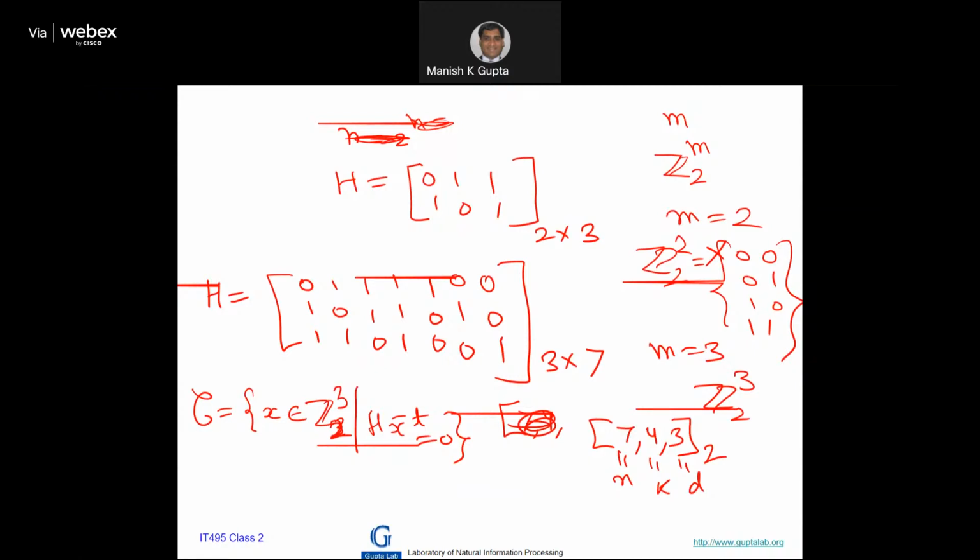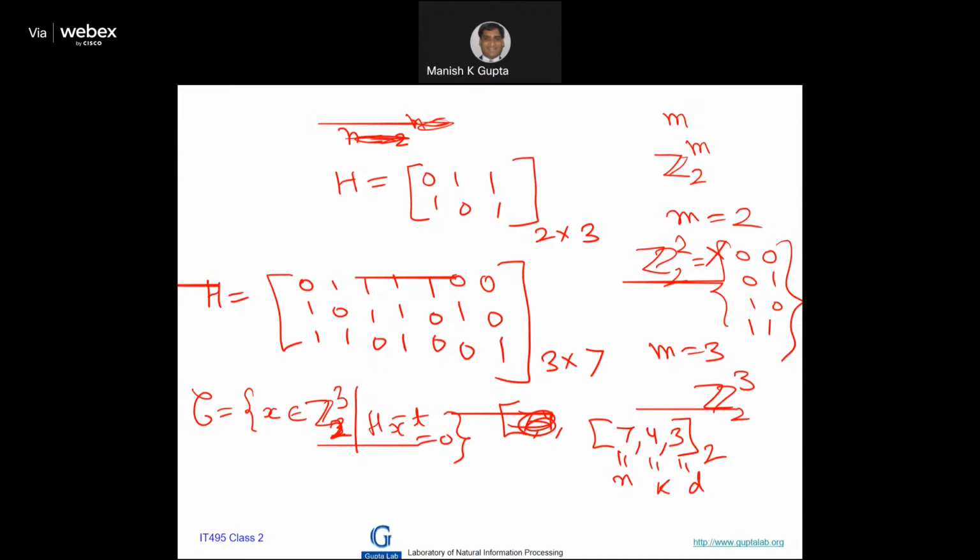(7, 4, 3). This is the length, this is the dimension of the space, and distance is 3. If k is 4, then how many vectors are there? K is 4, which means there are 4 vectors in the generator matrix. So how many possibilities? 2 raised to power 4. 16 vectors will be there in total, the whole code. So it's a very beautiful, interesting code. This code is also known as a perfect code. It's another interesting property of this code.